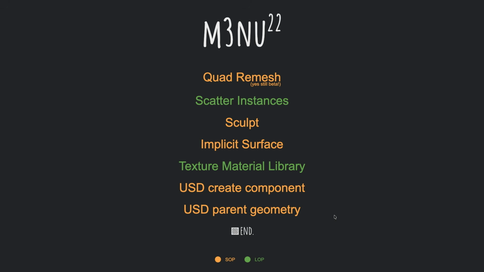So with that bicycle scene, we're going to look at a couple of tools that are new in 22 that I used to put it together. Of course, we don't have time to cover everything of 22, but we'll look at quad remesh. And if you've seen my past presentations, yes, I'm still covering quad remesh because there was something new, and yes, it's still in beta. We'll also look at scatter instances, sculpt, implicit surface, texture material library, and some new USD SOP nodes. Also, if you notice the color coordination, basically orange stuff is SOPs and green is LOPs.